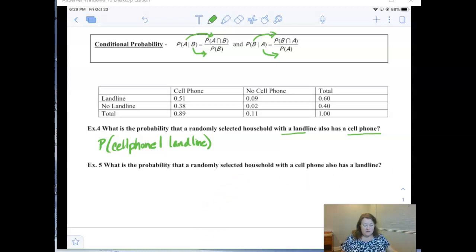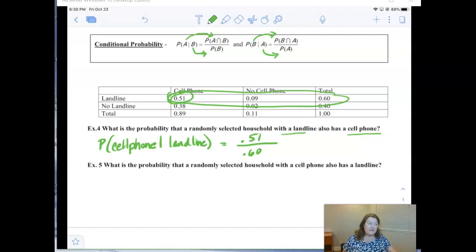Okay, all right, so here we go finding out our probabilities. So landline is on the bottom. So we're looking in this column right here. So that's going to be a 0.6. And then of that, how many are cell phones of the landline? So see, these people are going to be cell phone and landline together. So that is 0.51, and then you would just reduce that, okay?